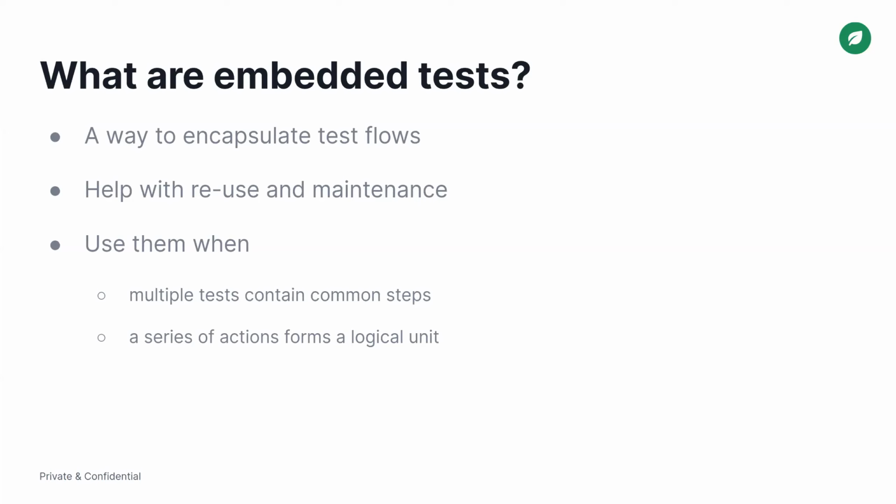So one common example is login flow, right? You have your app, and to test anything in your app, you need to log in. And if you didn't use embedded tests, every one of your tests would start with the same 4 actions. Click on the login link, paste in the email, paste in the password, and so on. And there's no reason to do that if you can reuse this functionality across tests.